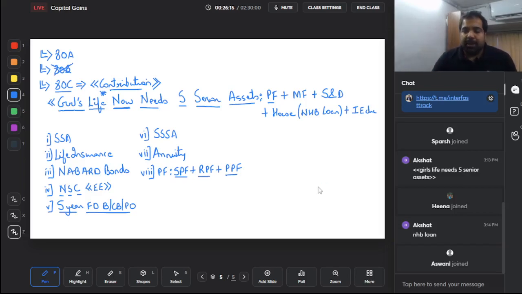You invest money in them, the government gives you a deduction. The only one where you invest and the government doesn't give you a deduction is unrecognized provident fund, because as the name suggests, no one recognizes it. So that's an unrecognized provident fund.